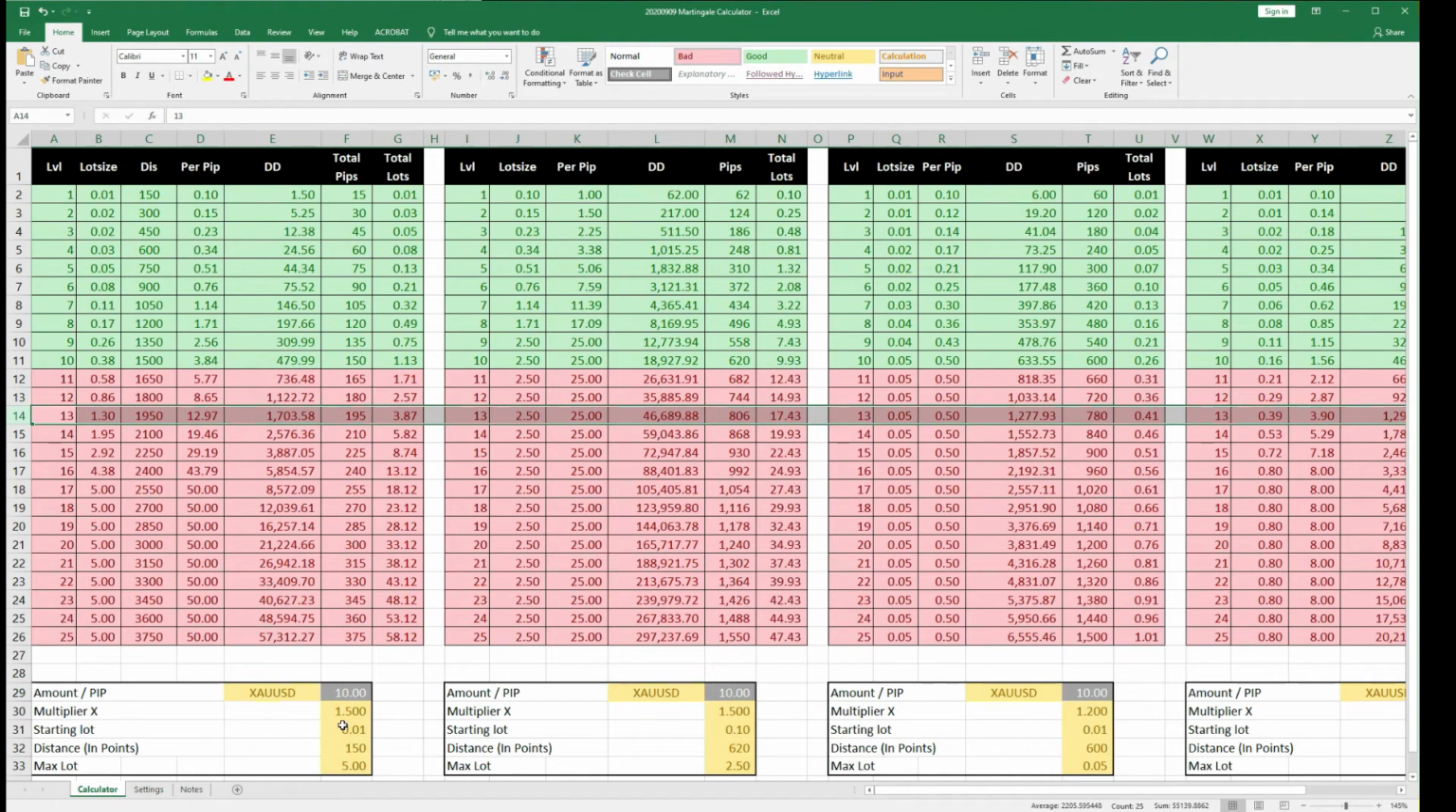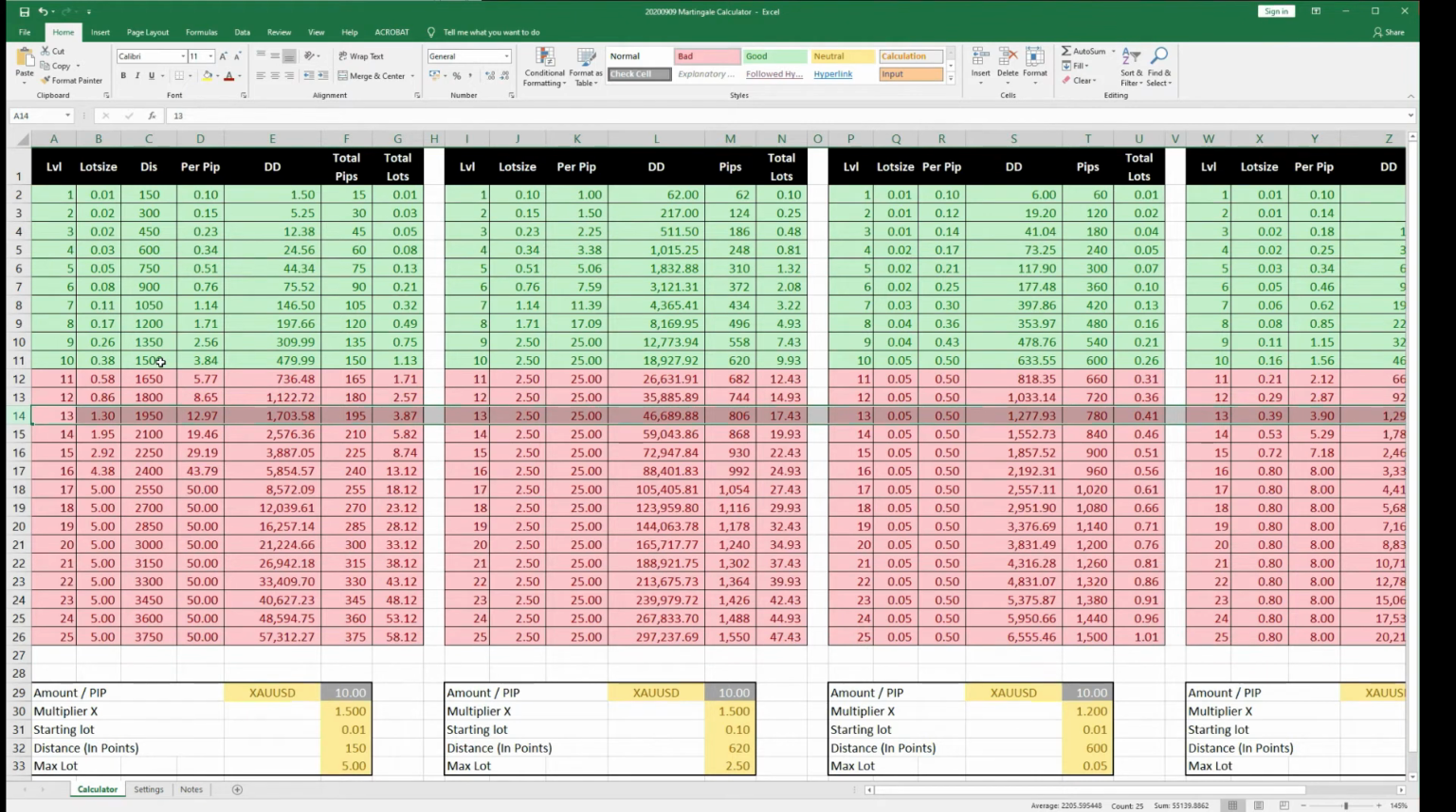Some people get a little bit overambitious because they think that $1,000 is a lot. No, it's actually not a lot. If you just use a 0.01 lot size, you can see how far $1,000 can bring you, up to a maximum of 10 Martingale levels, and you can only survive a $15 gold movement if you're trading gold.